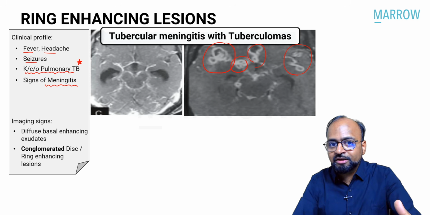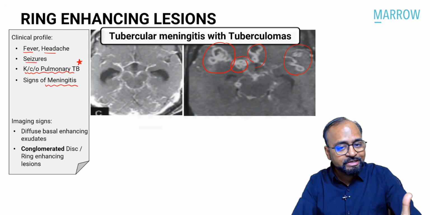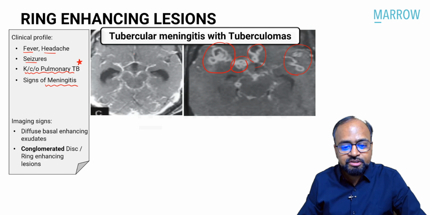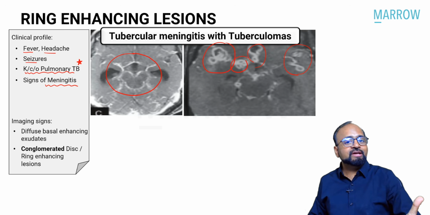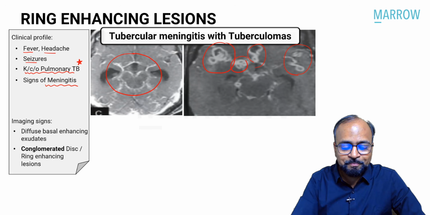So, very typical clinical presentation: a known case of pulmonary TB with signs of meningitis. Tubercular meningitis typically has diffuse basal enhancing exudates. As you can see here, all this white area at the base of the brain is the basal enhancing exudates, and multiple conglomerated ring enhancing lesions. This is very typical for tuberculomas as a ring enhancing lesion.